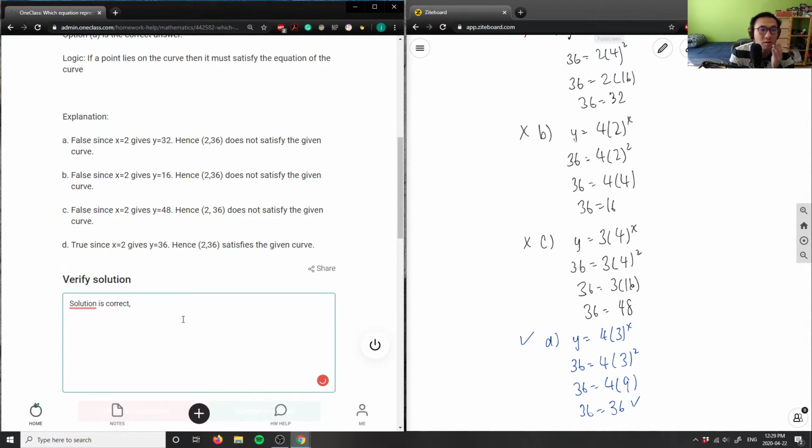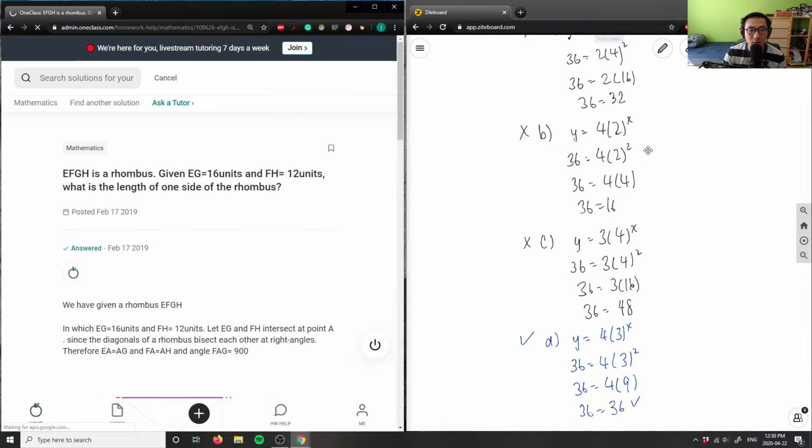But they didn't really show their work. I get how they tried to explain it, but they didn't really show their work per se. So I would say that solution is correct, but you can maybe show a sample step-by-step solution to figure out which equation satisfies x equals 2 would give you y equals 36. Solution here is correct. Okay, that's number 2.